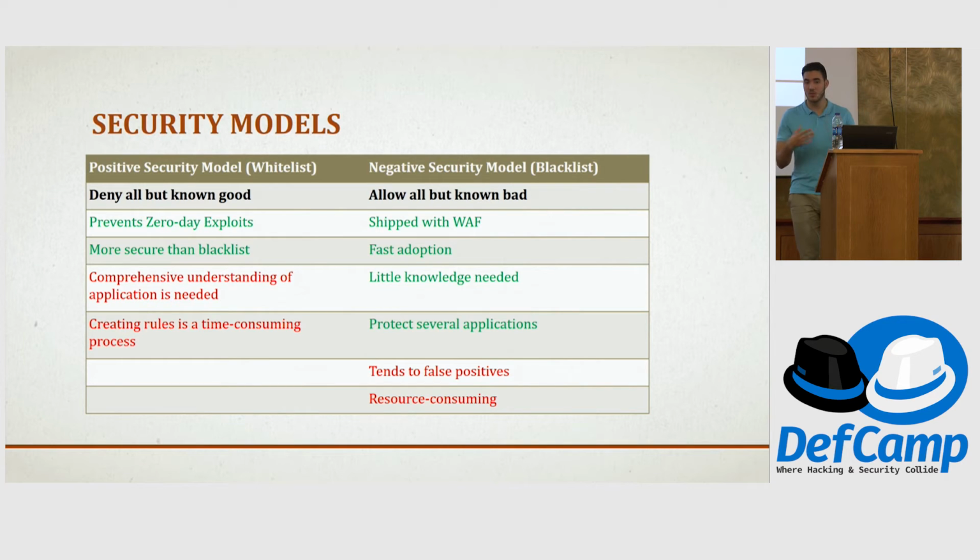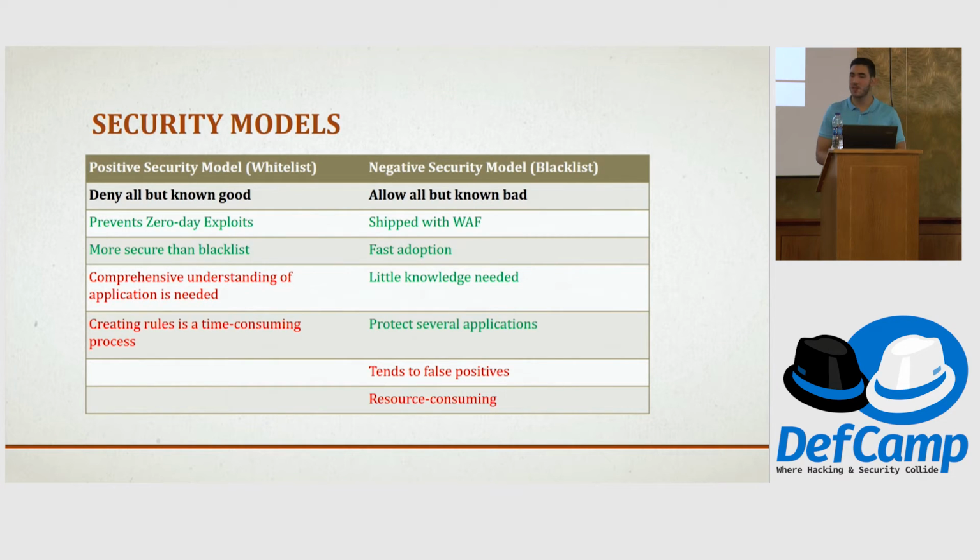The administrator who is deploying the WAF does not need to know anything about the application. In general, he doesn't need to know a lot. He can just deploy it and it will work. How good it will work is the other question, but it will work. And finally, blacklists, and this is probably why most companies use them, are able to protect several applications. As we define what is bad input, the bad input is not just bad input for one application, but for all our applications.